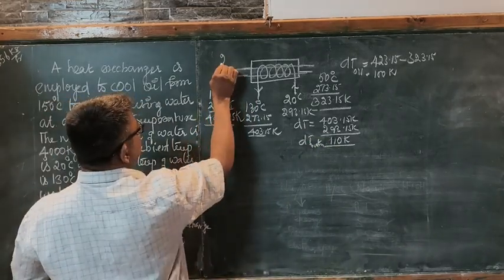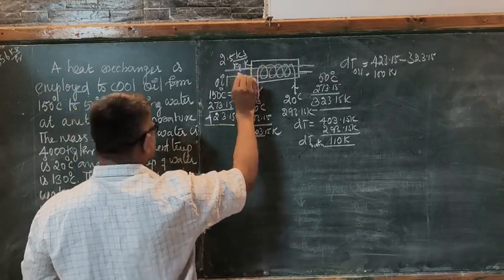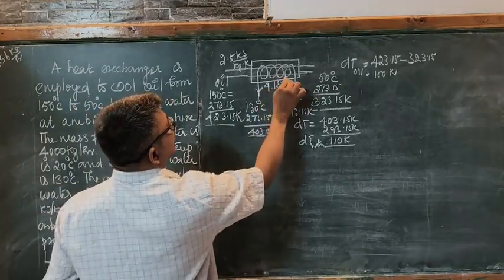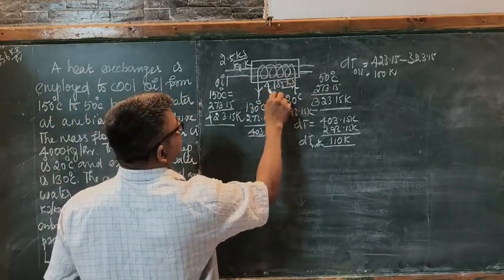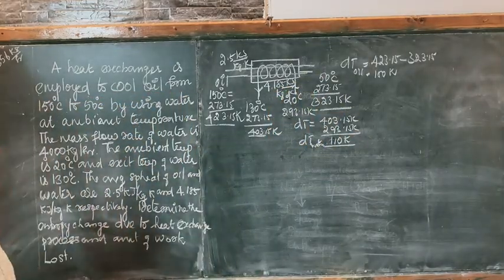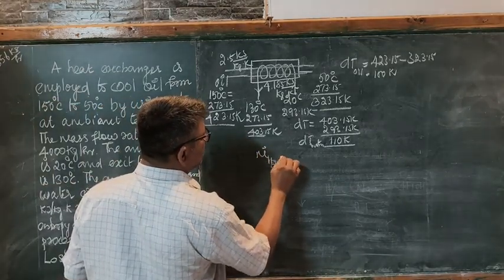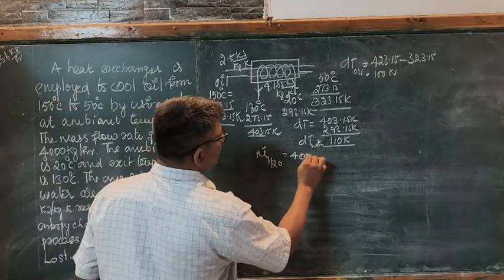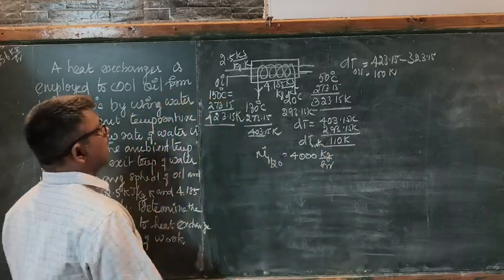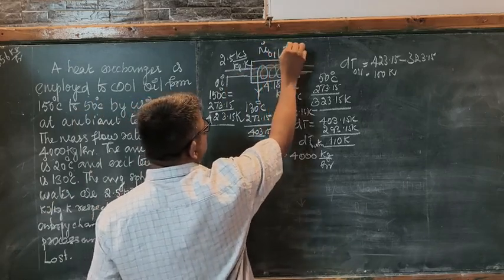Heat capacity of oil is 2.5 kilojoules per kg Kelvin, and similarly the heat capacity of water is 4.185 kilojoules per kg Kelvin. These data are given. The mass flow rate of water, m dot for water, is given: it is equal to 4000 kg per hour. The mass flow rate of oil is the question mark.